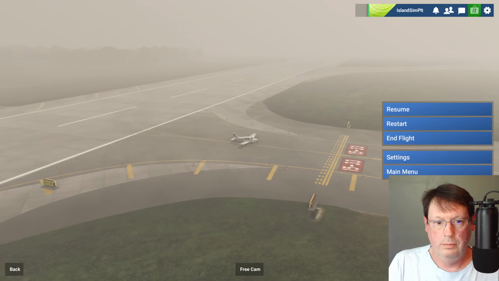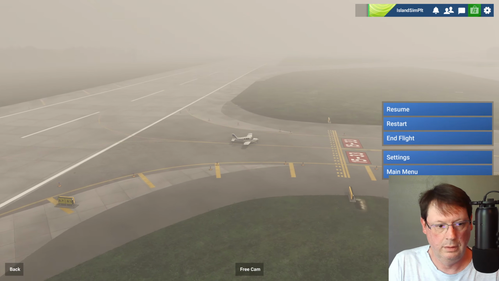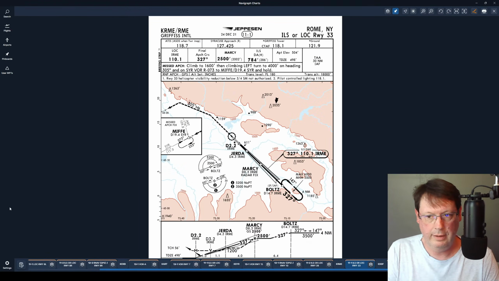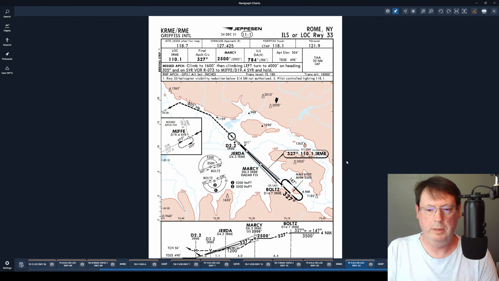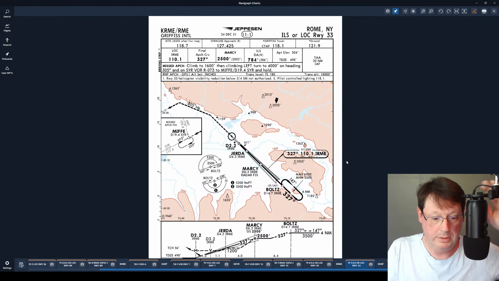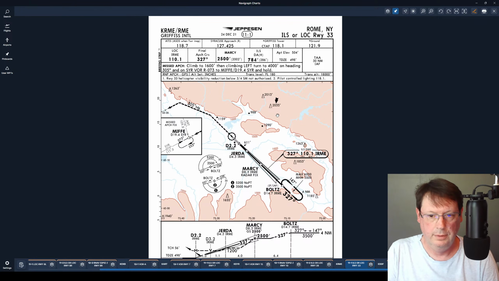So what do we do here? I don't have VAMSIS or Volanta loaded, so I can't really show you the track. But yeah, we went below glide slope, or below minimums, and that was pretty much that. So anyway, that's how you do it.